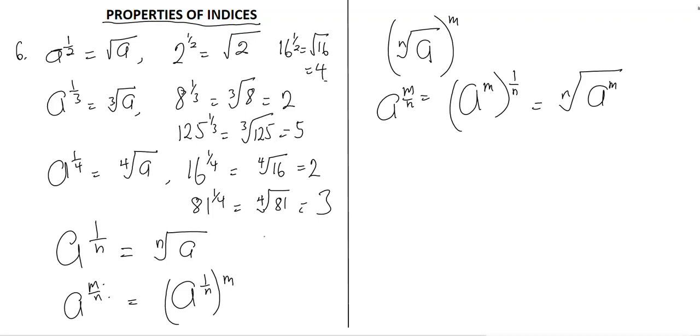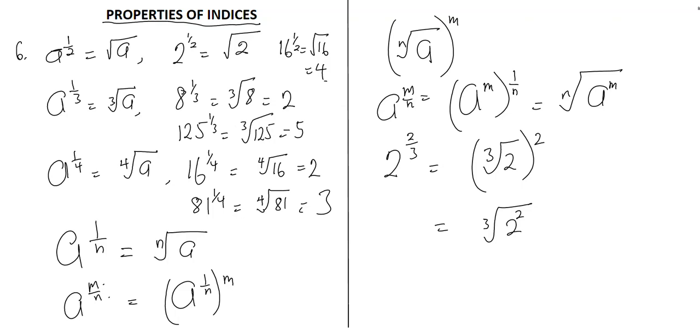So if I have, for instance, 2 to the power 2/3, this can be written as the cube root of 2 all raised to the power 2. Or I can write this as cube root of 2, all squared. And these two will give us the same answer.